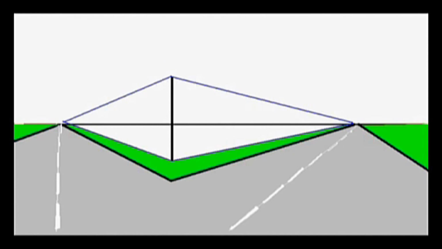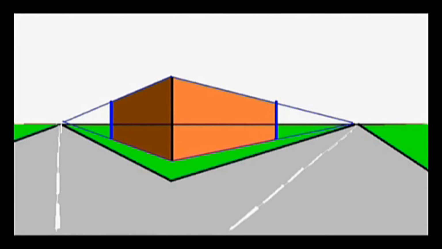The length of the walls is imaginary. We can put in the length of our walls where we wish. We'll colour the walls in, and that's our front and side wall. We need to put a door in the middle of the front wall.